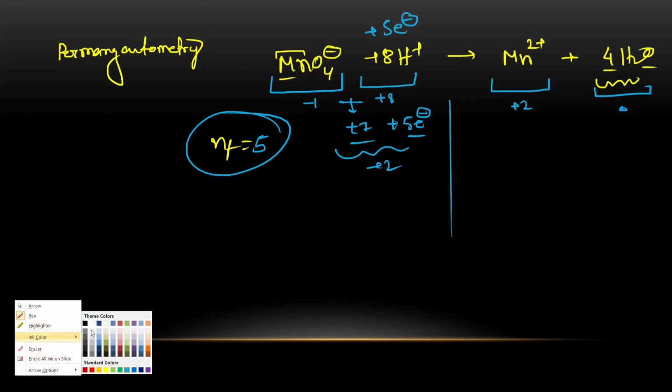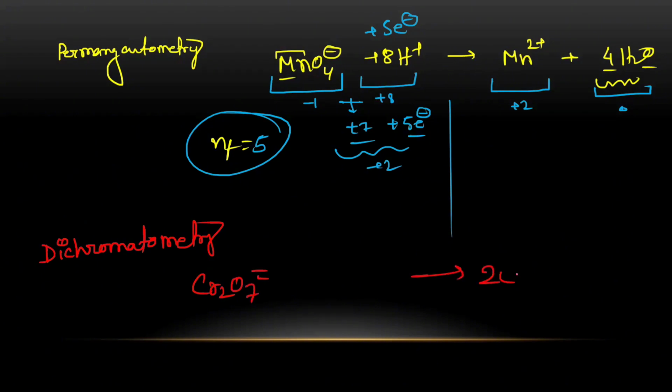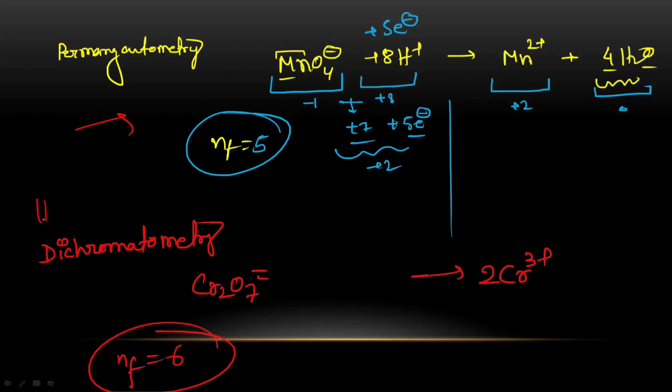Now one homework for you, one compound that is used in dichromatometry. The compound is dichromate, Cr2O7 2 minus. It is converted to 2Cr3 plus. So calculate in the same way, and I'm telling you the answer, N factor will be 6. Just calculate it. It is your homework.